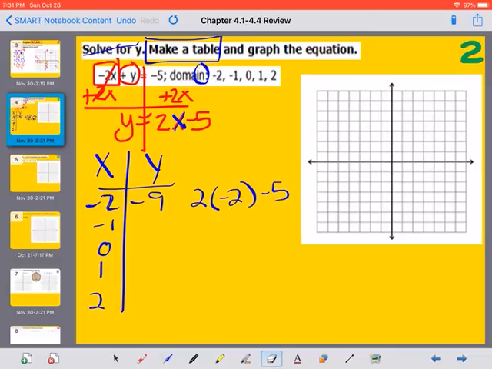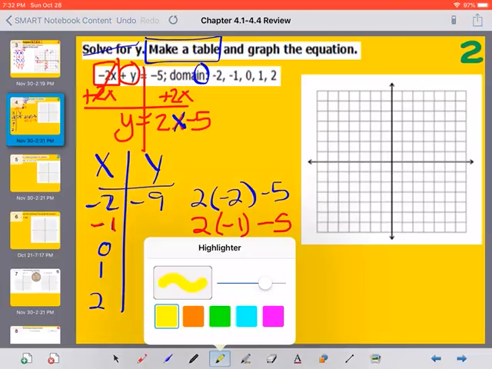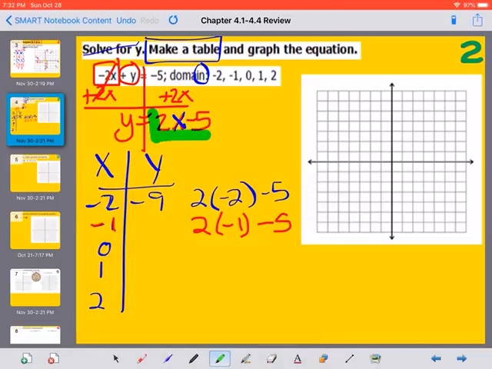Then I'm going to plug in, instead of x, a -1. So we have 2 times -1 minus 5. Remember, we're just looking at this portion of our equation. So 2 times -1 is -2. -2 minus 5, they're all negatives, is a -7. Then same thing, we're going to plug in a 0. 2 times 0 minus 5, well, anything times 0 is 0. So we just have -5.